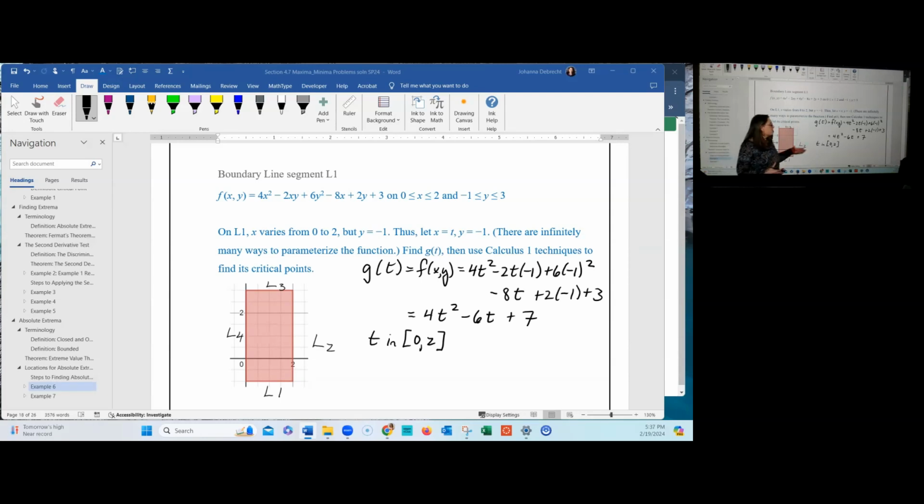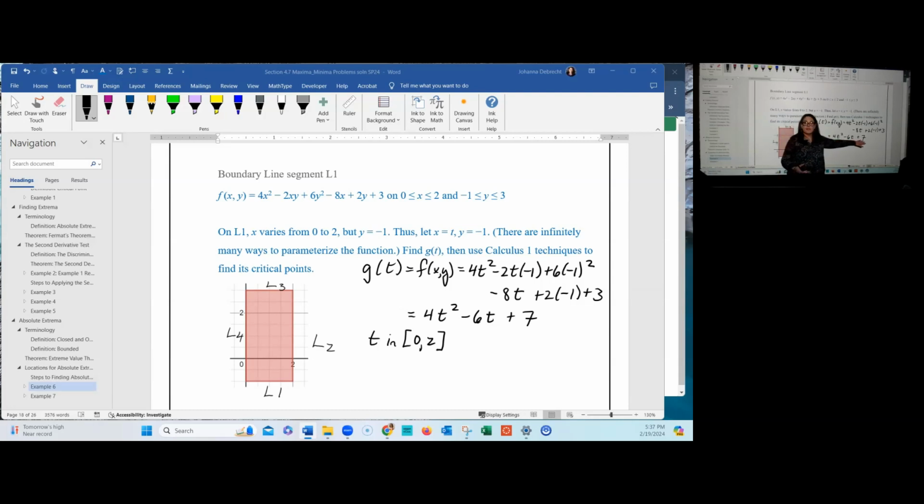So, did you come up with a function of t of 4t squared minus 6t plus 7? That's what you get when you replace all the x variables with t and the y variables with -1. Remember that because x is restricted to go between 0 and 2, then t is also restricted to go between 0 and 2. Now we want to apply our Calculus 1 techniques to find points at which we need to check to see if we have an absolute extrema on the surface.